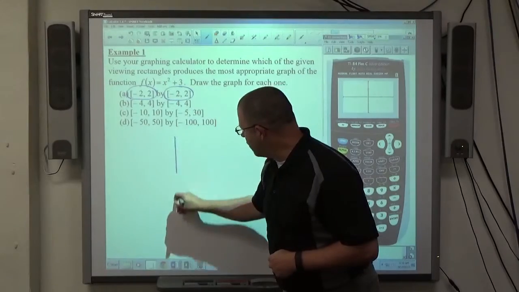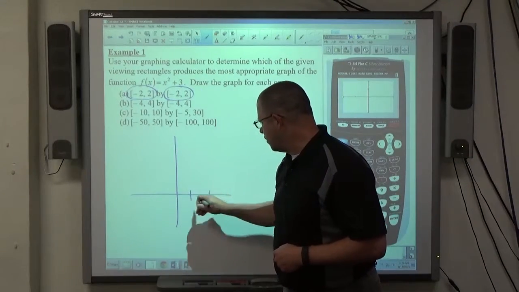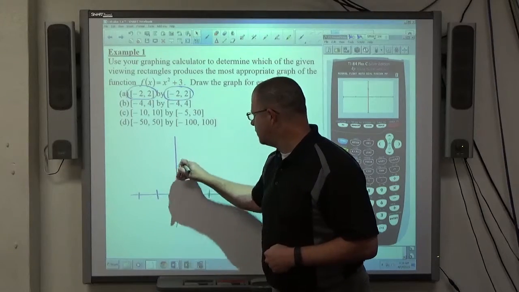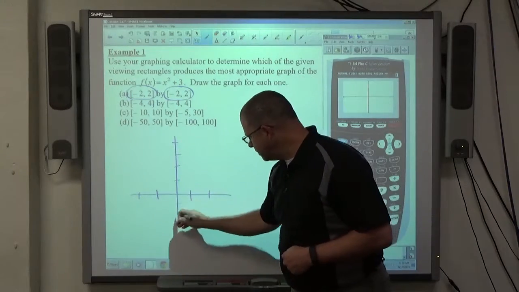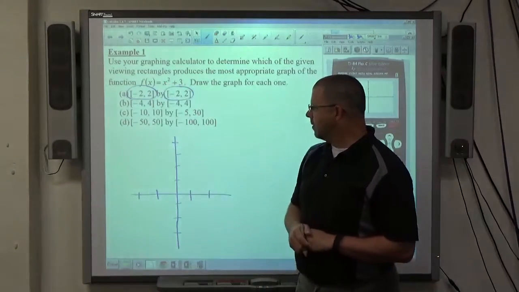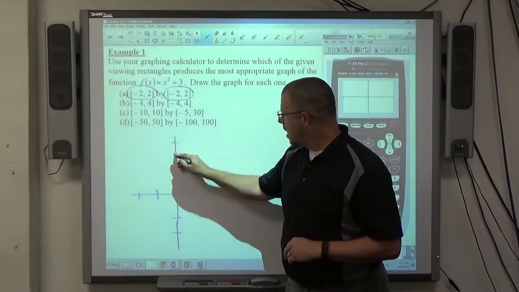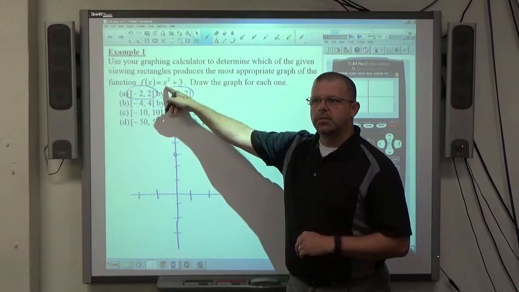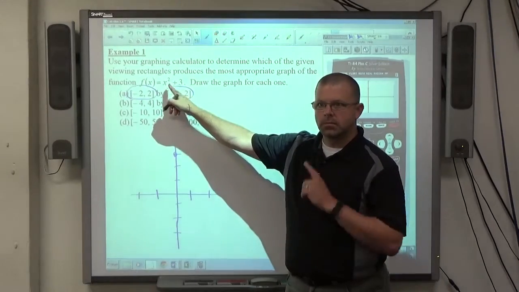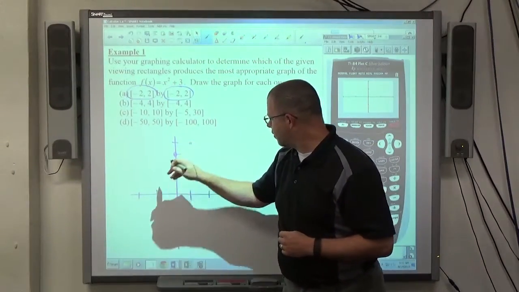So if I was just to do this, and don't draw this on your paper, here's 1, here's 2, here's -1, here's -2. All right. If I put 0 into this function, what do I get out? 3. If I put 1 or -1 in, I'm going to get 4, right? 1 squared plus 3, 4. I saw the fingers going up.